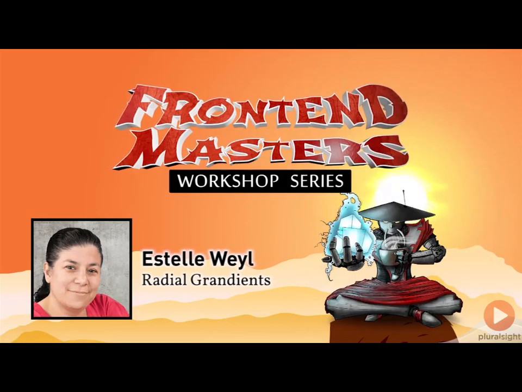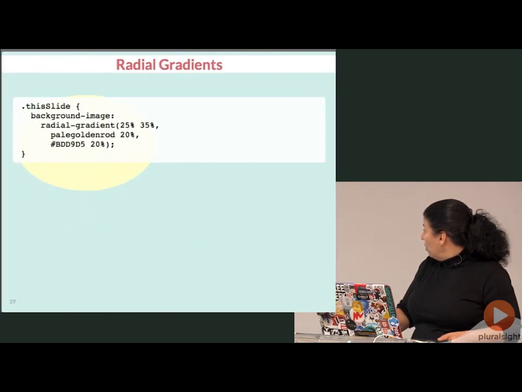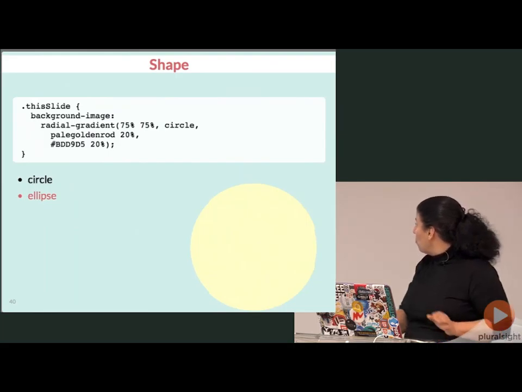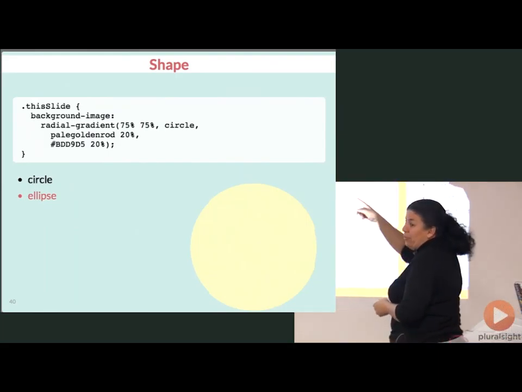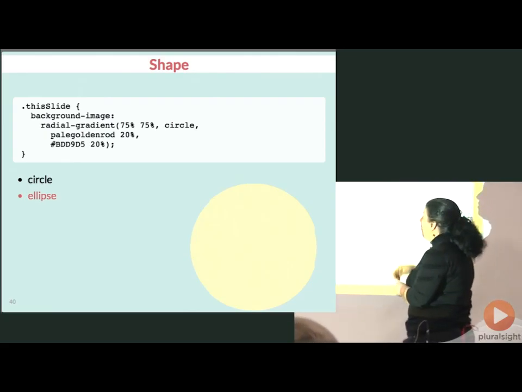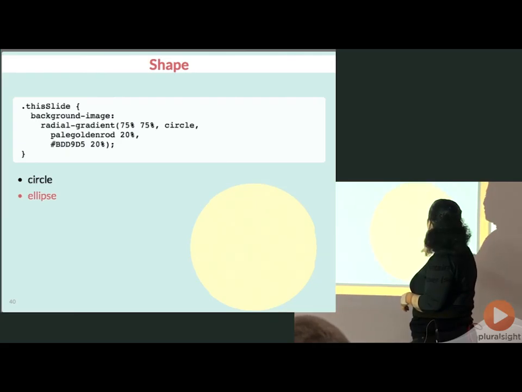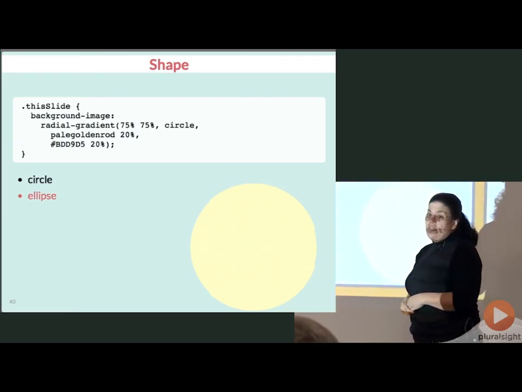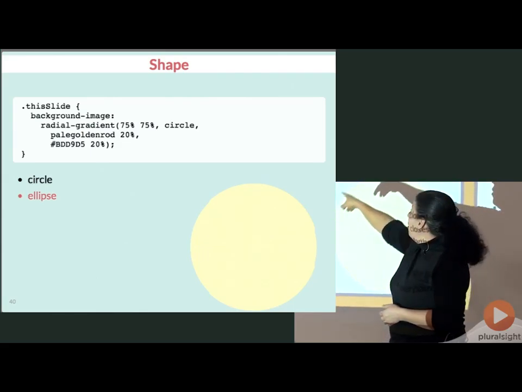So radial gradients, I'm going to cover this really quickly. I'm actually going to go all the way over to here. So here we have a radial gradient. Instead of saying linear gradient, we say radial gradient. And instead of saying from where and to, we say the center of the gradient. So here it's 75%, 75%. Then we say the shape. By default, it's elliptical. But we've said circle.